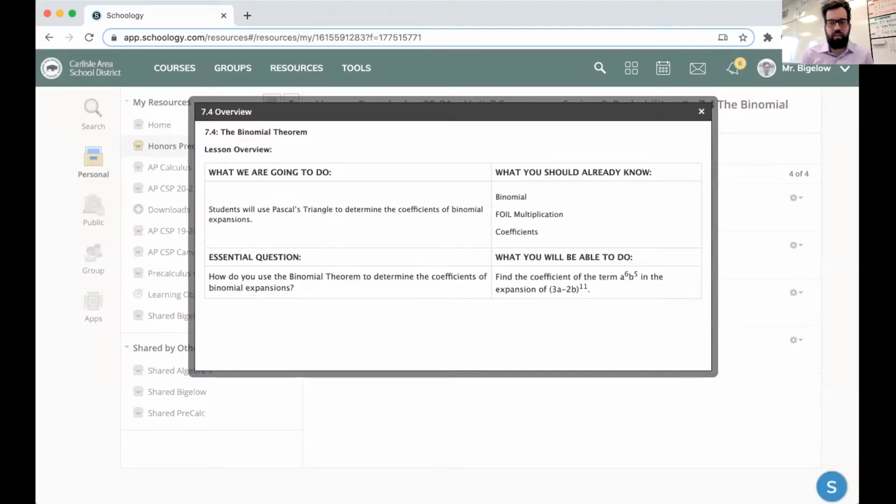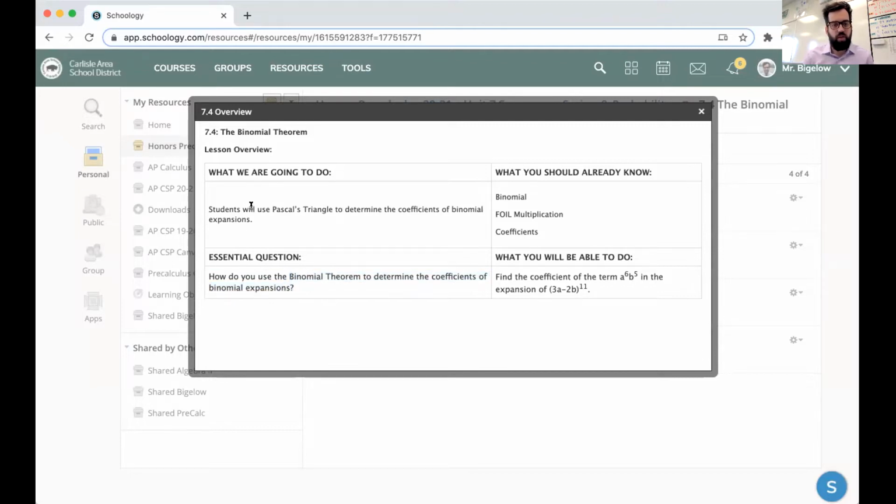Hey, Honors Pre-Calc. Today we're going to start lesson 7.4 on the binomial theorem. So we're going to be switching gears a little bit today. We've been talking a lot about sequences and series, so patterns among numbers, and then summing those terms, right? But today we're going to be looking at something called the binomial theorem. The essential question is, how do you use the binomial theorem to determine the coefficients of binomial expansions?